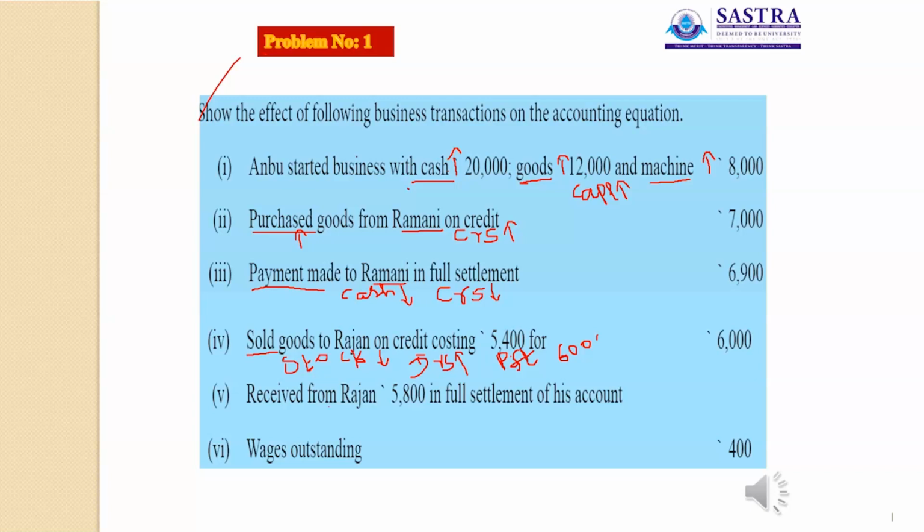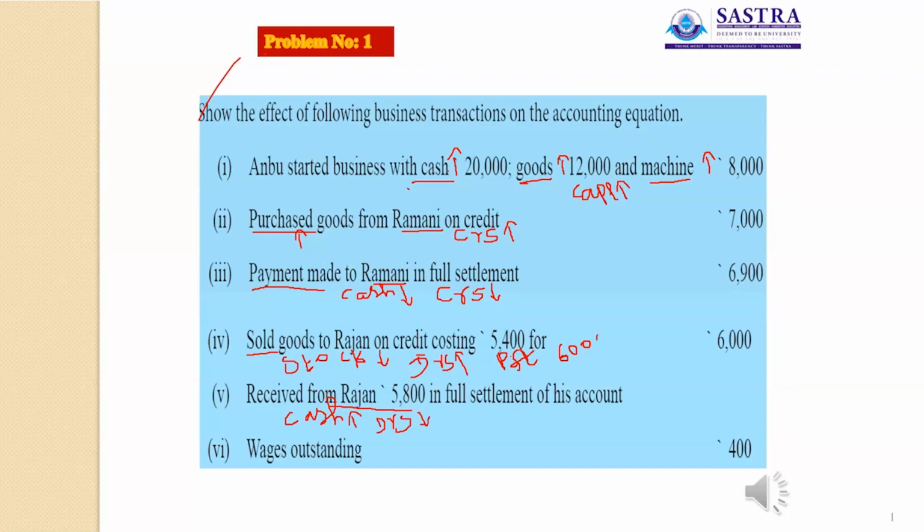Then the next one is receipt from Rajan. So cash received from Rajan. So here cash account and another one is debtors account. Cash account: here cash value increase, cash receipt, so automatically cash increase. Then debtors value decrease, because they settle that amount, so this amount decreases.